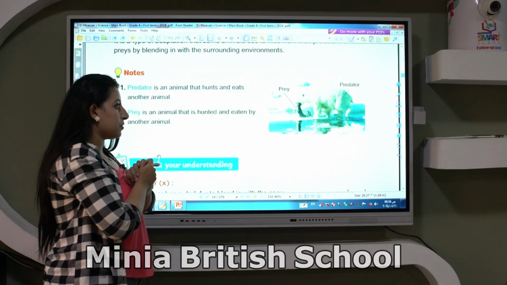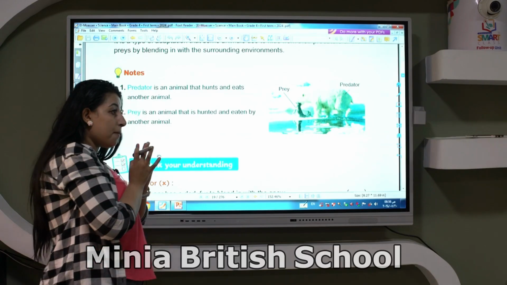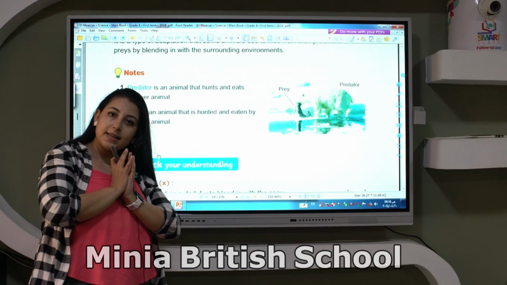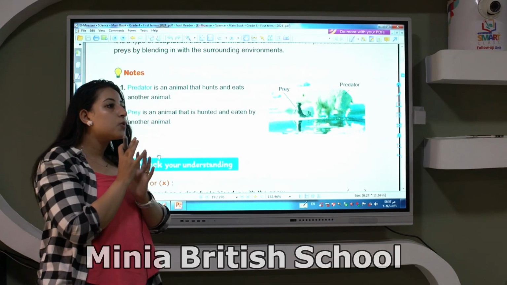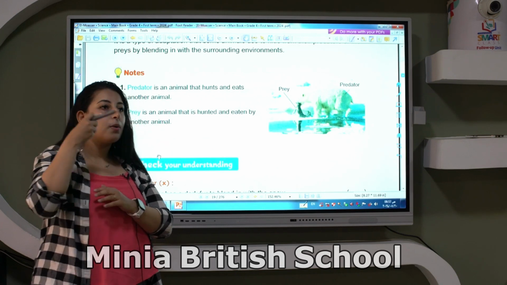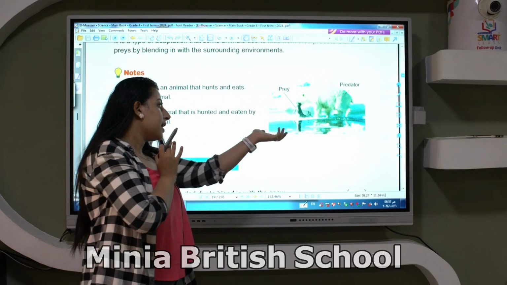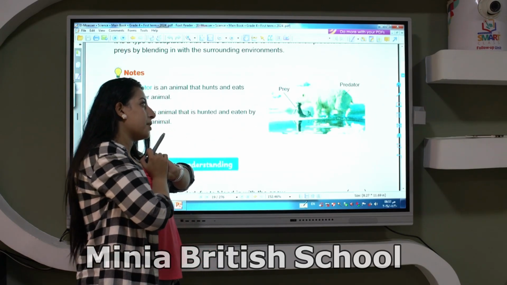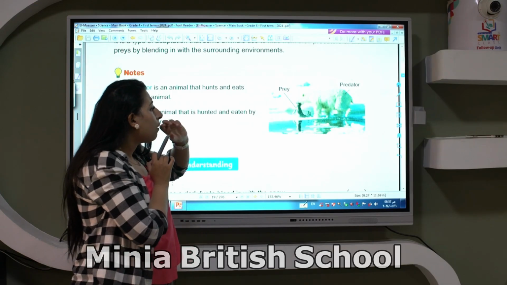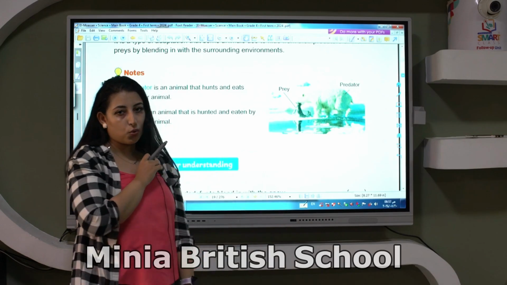Look at this picture of Tom and Jerry. Do you love Tom and Jerry? Tom is a predator while Jerry is prey, right? Because Tom always wants to eat Jerry. So Tom is a predator and Jerry is prey. Here, where is the predator and where is the prey? The polar bear is a predator, while the other one is prey, it's food.